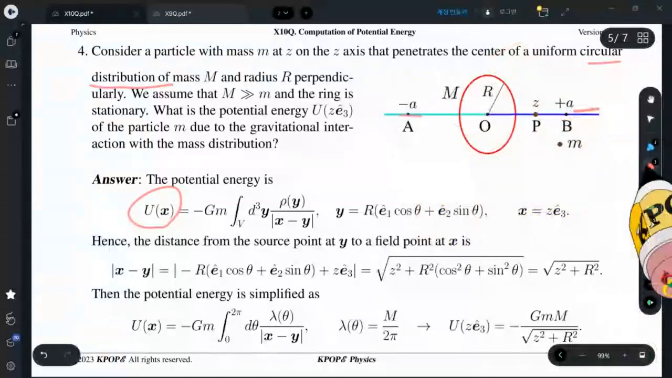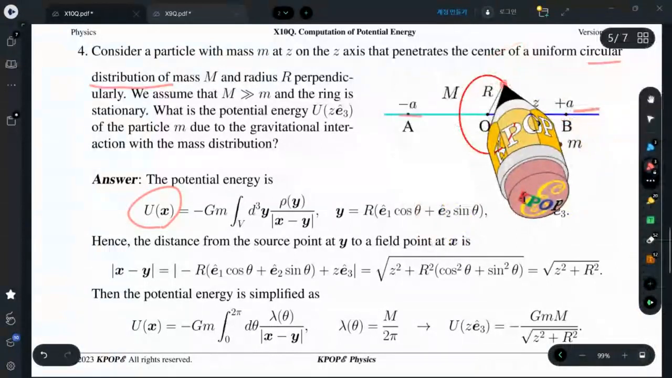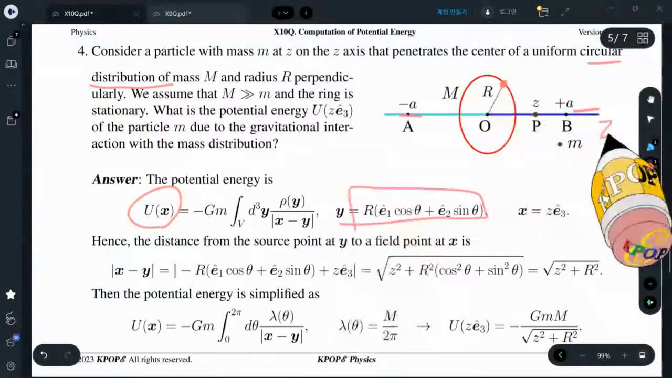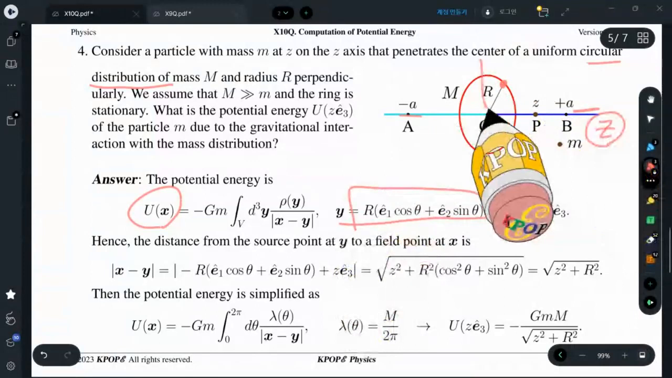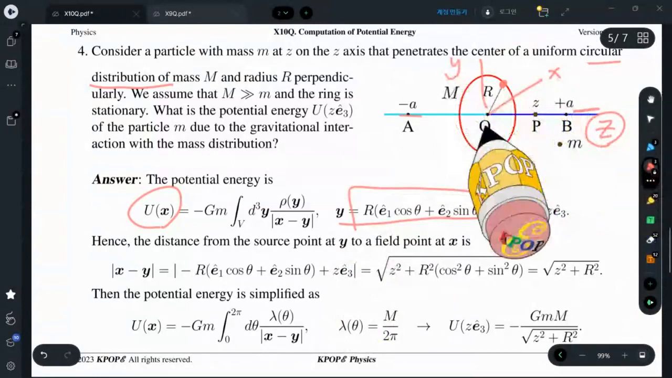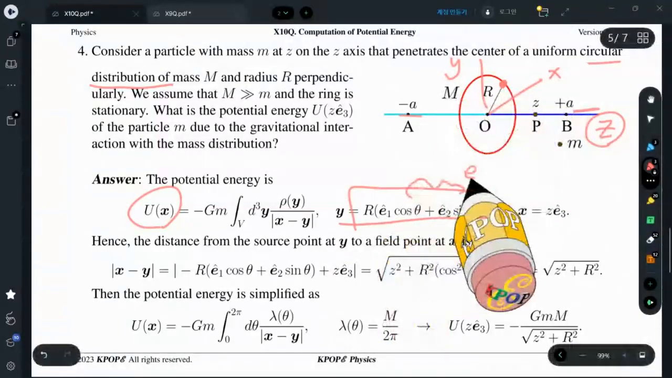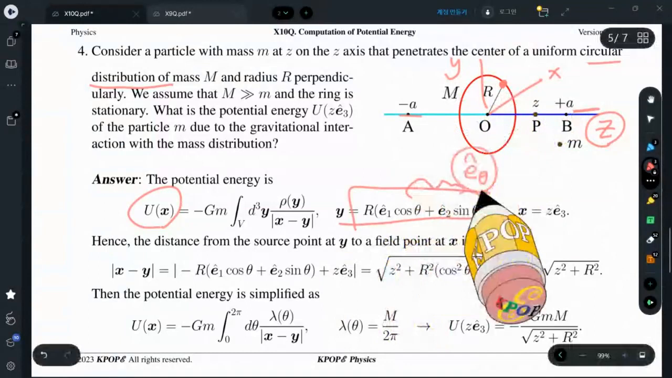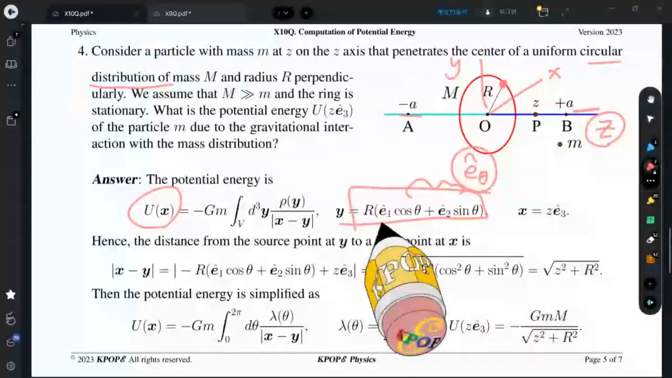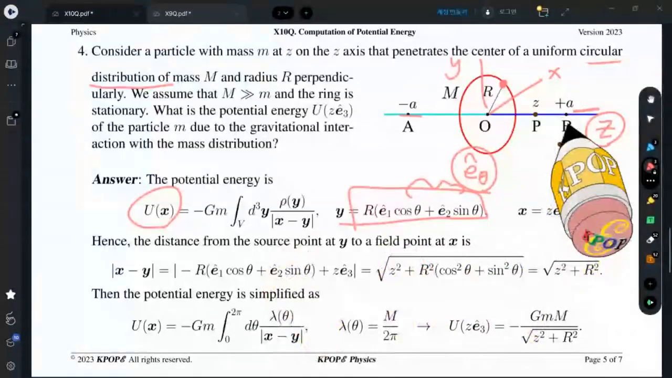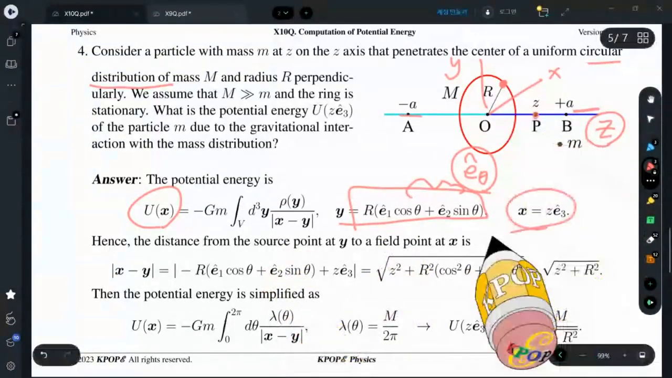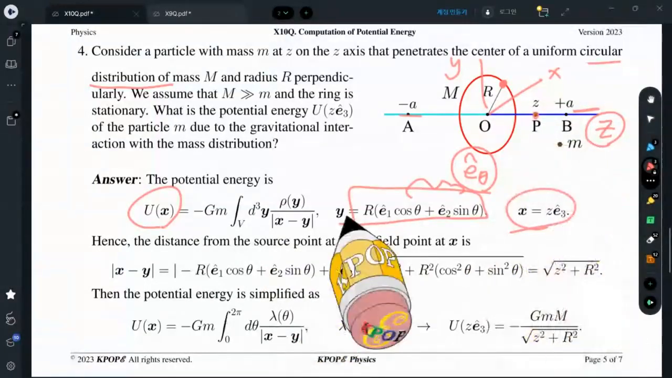All of these points, we can identify this point by y. Because this is the z-axis, we are on the xy plane. Radius r. Okay, what's that? This is e theta in the two-dimensional plane: e1 cosine, e2 sine. And what is x? x is the position of the point mass. Okay, substitute this one in here.